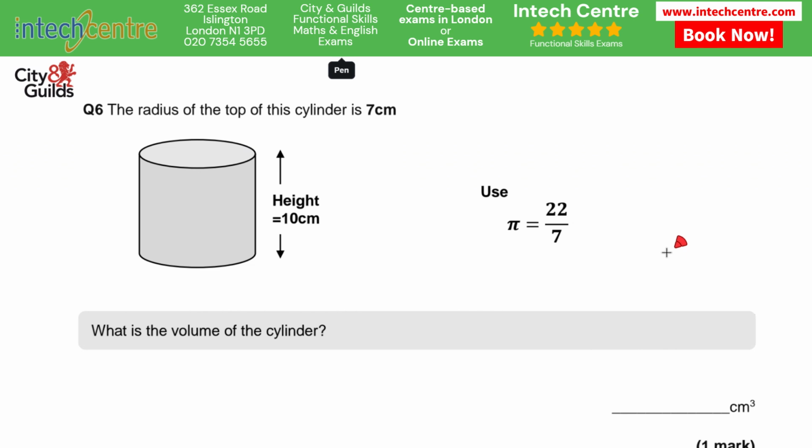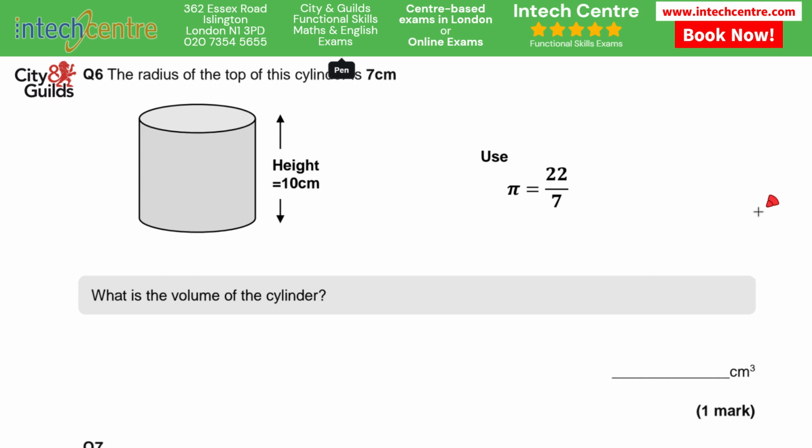Now, to work out the volume of a cylinder, what we need to consider is the equation for this. The equation for the volume of a cylinder is the area of the front face, which is a circle, multiplied by the height of the cylinder. So the area of the front face is the area of a circle, pi r squared, and then we times that by the height of the cylinder, which is h. This is equivalent to the volume of a cylinder. So all we need to do is substitute our values into this equation and figure out the volume.